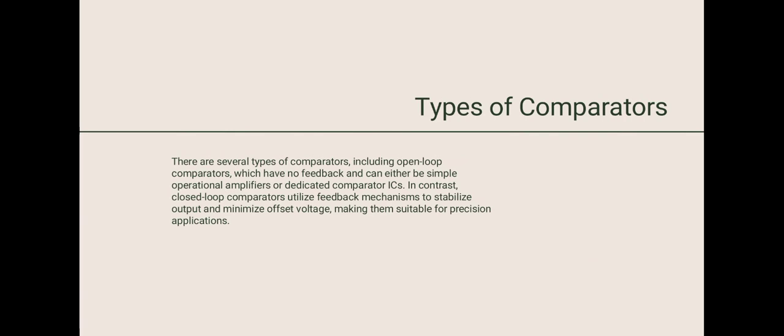Types of comparators. There are several types of comparators, including open loop comparators, which have no feedback and can either be simple operational amplifiers or dedicated comparator ICs. In contrast, closed loop comparators utilize feedback mechanisms to stabilize output and minimize offset voltages, making them suitable for precision applications.